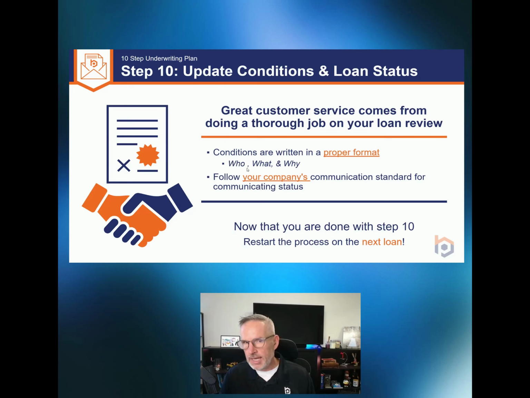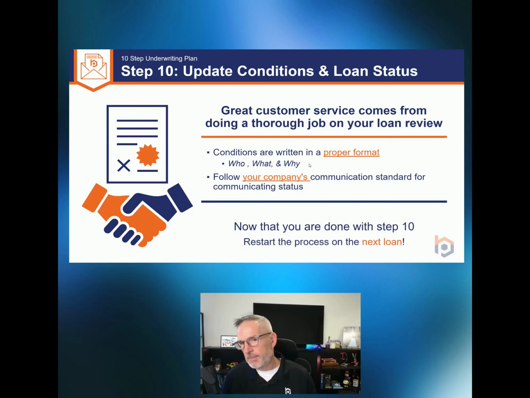Who, the borrower needs to get it, right? Through the loan officer, or you can say the loan officer needs to get it, whatever you want to say. It's not the underwriter, it's not the closer, it's somebody in the front end. What? I need a pay stub dated within this date. Why? To qualify the income because I need a pay stub within 30 days or less of the application to do the app or a bank statement.